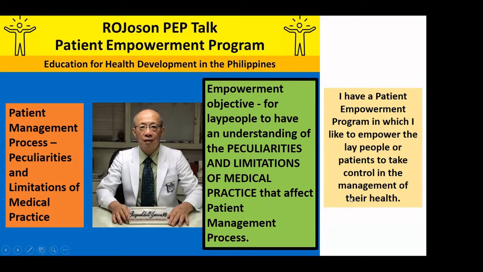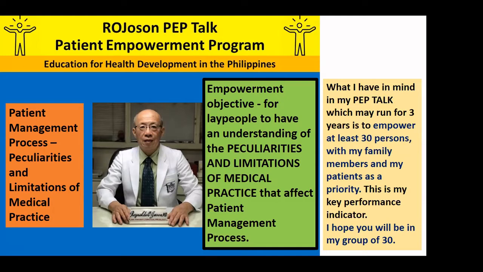Let's start. I have a patient empowerment program in which I like to empower the lay people or patients to take control in the management of their health. What I have in mind in my PEP talk, which may run for 3 years, is to empower at least 30 persons with my family members and my patients as a priority. This is my key performance indicator. I hope you will be within this group of 30.